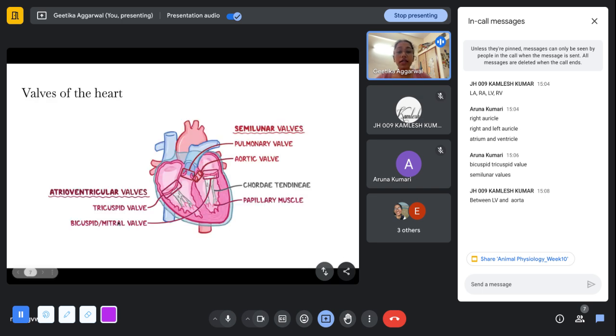As you said, these are called the semilunar valves, the two at the opening of the vein and the artery, the pulmonary valve and the aortic valve, and the two here at the atrioventricular junction are the tricuspid valve between the right atrium and the right ventricle, and the bicuspid or mitral valve at the entrance of the left ventricle from the left atrium. Can you tell me why they are called tricuspid and bicuspid? What is the difference between tricuspid and bicuspid valves?